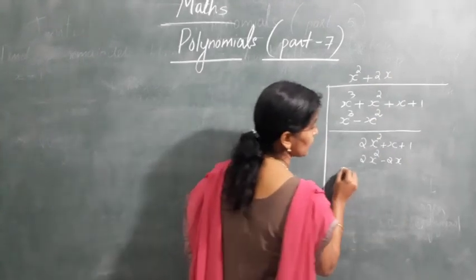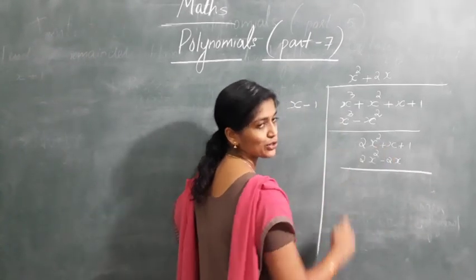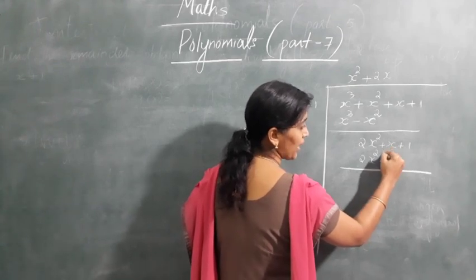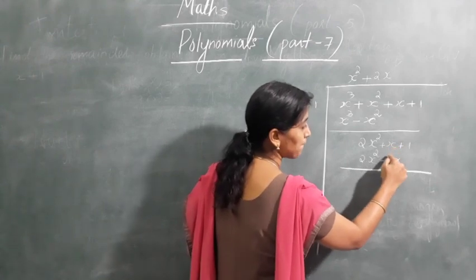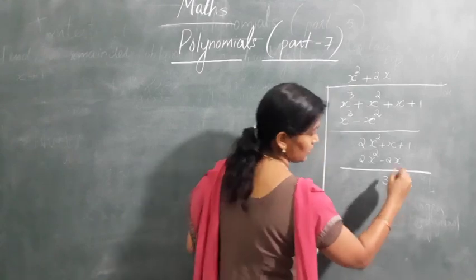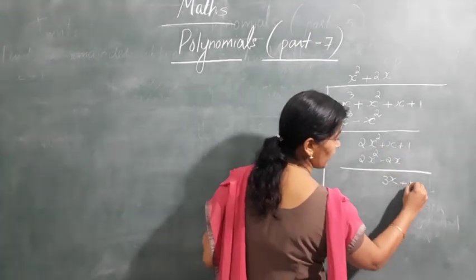Now we have to do the subtraction. The first term becomes 0. See the second term, that is x minus minus 2x, which is x plus 2x, and x plus 2x is 3x. Next bring down the term, and you get 3x plus 1.